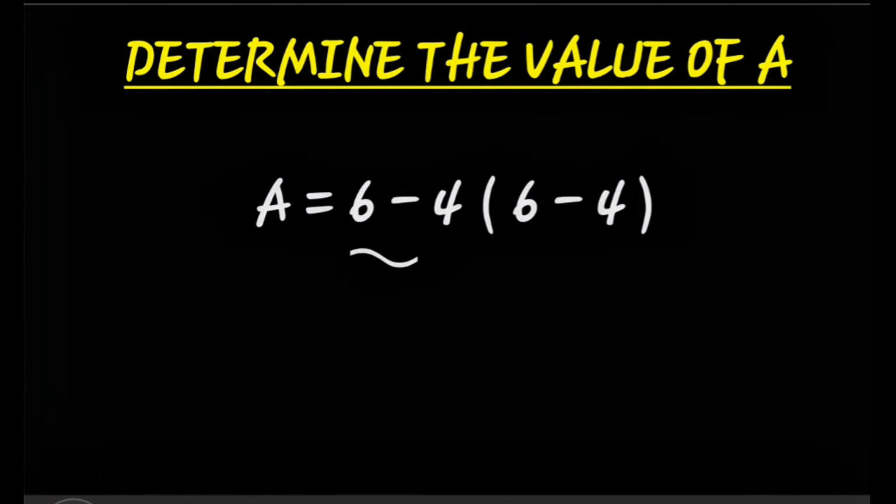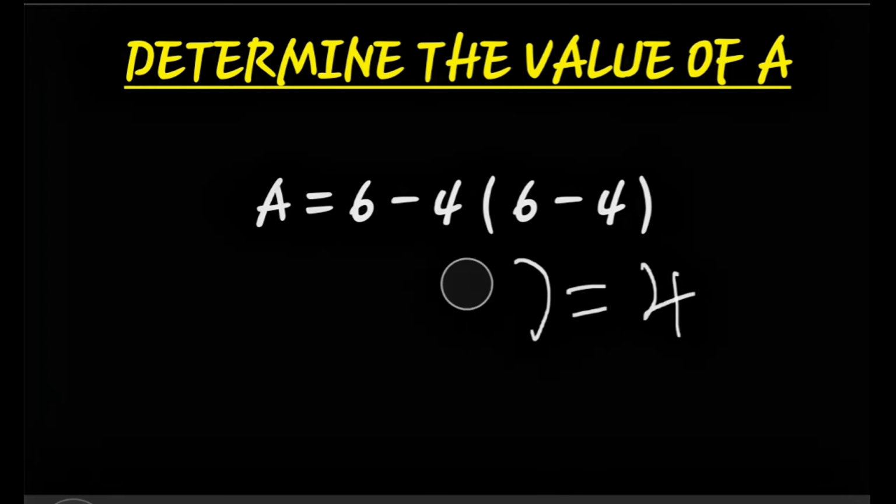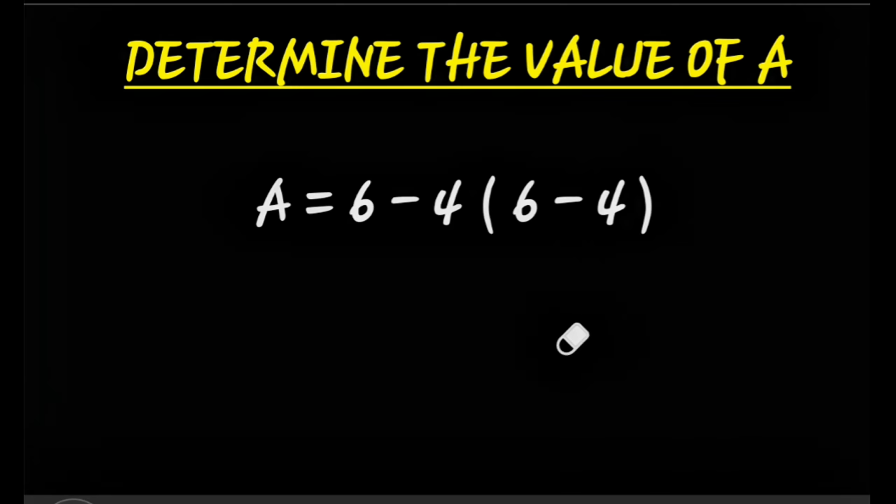Okay guys, today we're going to determine the value of this expression: 6 minus 4 times (6 minus 4). Okay, 6 minus 4 here, we have 2, and 6 minus 4 we have 2, and 2 times 2 will give us 4. This is what many people are going to do, but this method is completely wrong. So we're going to erase it to take the good method.